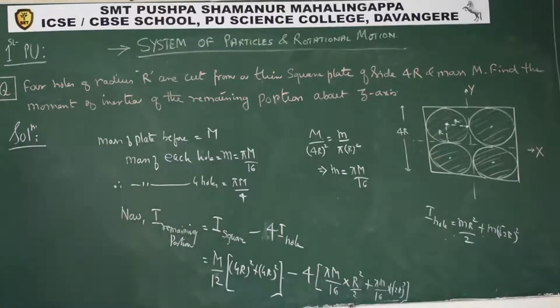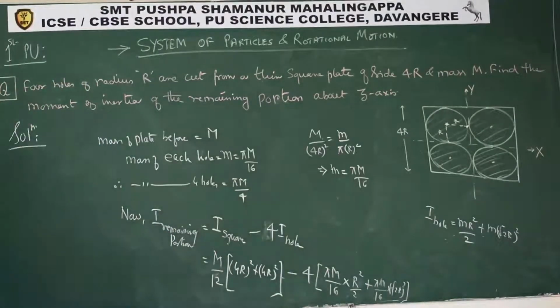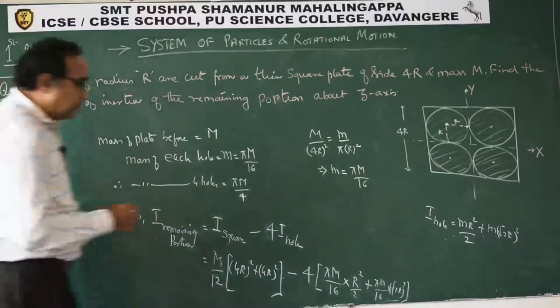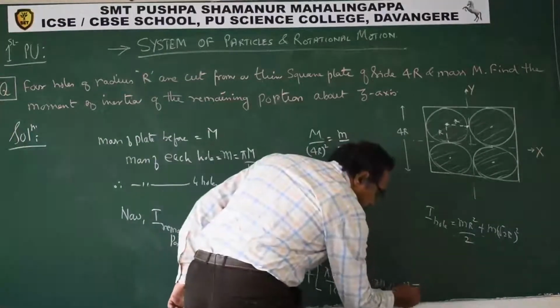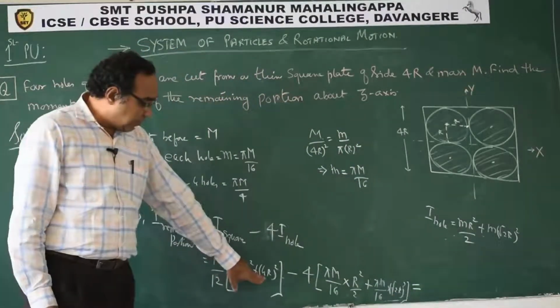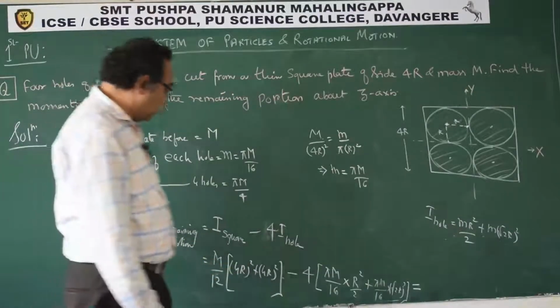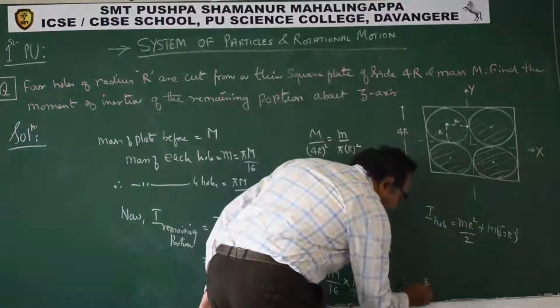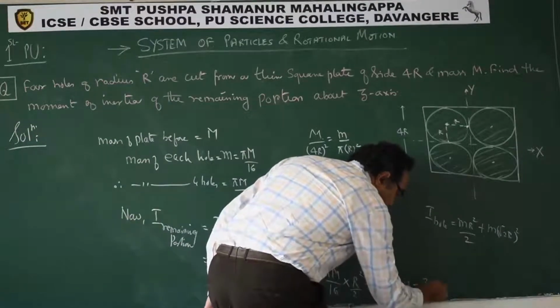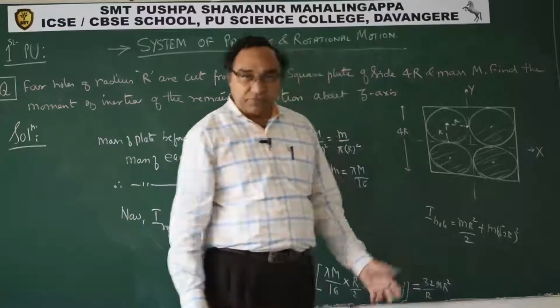If we simplify this, what do we get? If you simplify this, you will get everything in terms of pi. So what we can do? Simplify this further. Please pay attention. 4r square plus 16r square is 32r square, 32 mr square. So 32 by 12 mr square. You can write this as 8 by 3 also.